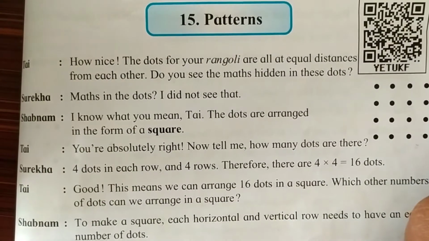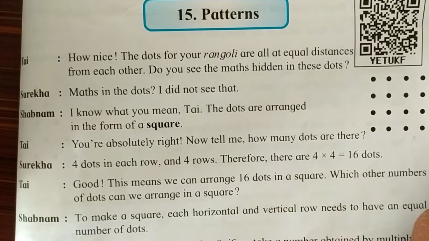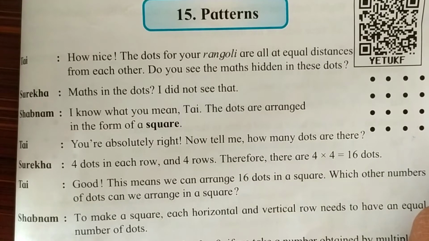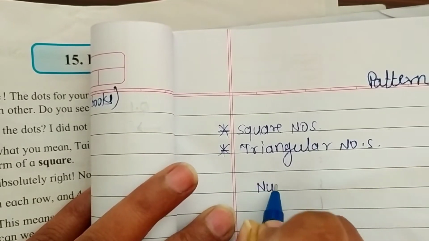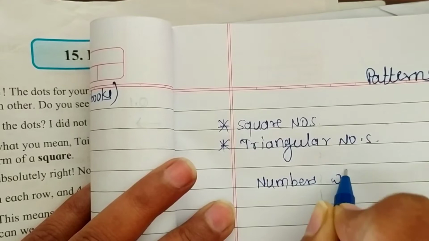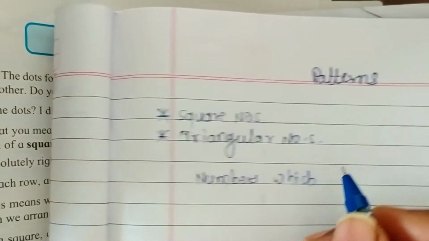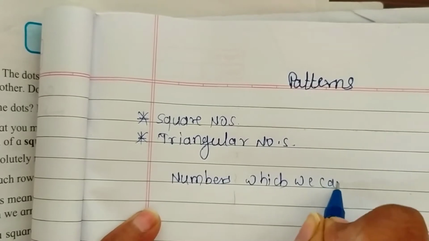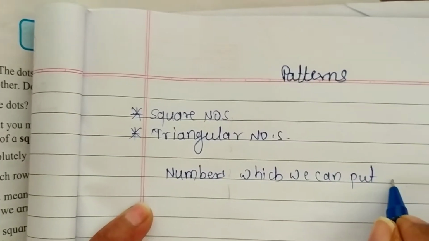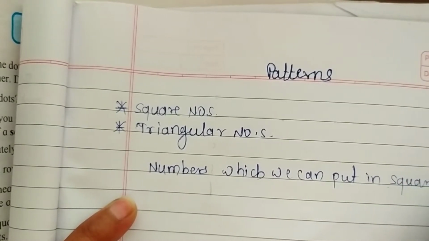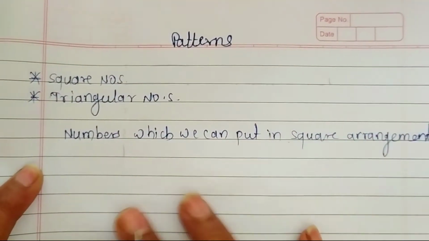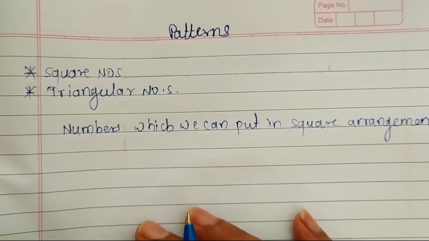Now, students, numbers which we can put in a square arrangement are called square numbers. Square numbers are numbers which we can put in a square arrangement. Such numbers are called square numbers. So what is the square arrangement?